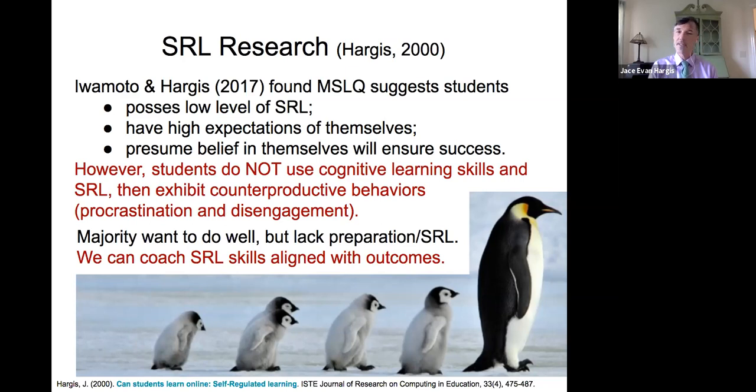They tend to procrastinate, push things off, wait till the last minute. They become disengaged in class, out of class, with assignments. And for the most part, they are still reluctant to contact anyone for assistance. And we'll talk about some strategies to help with that. So most of them want to do well, but they lack this preparation.